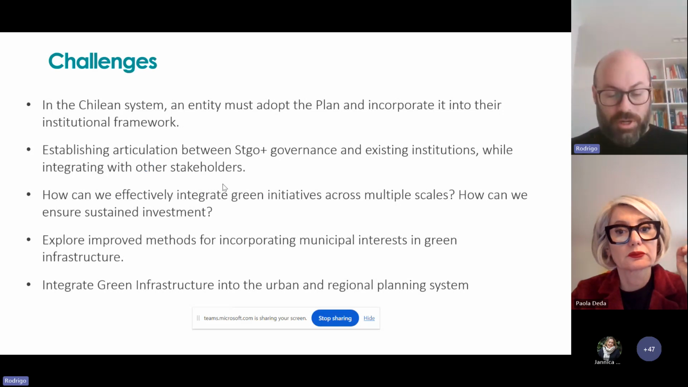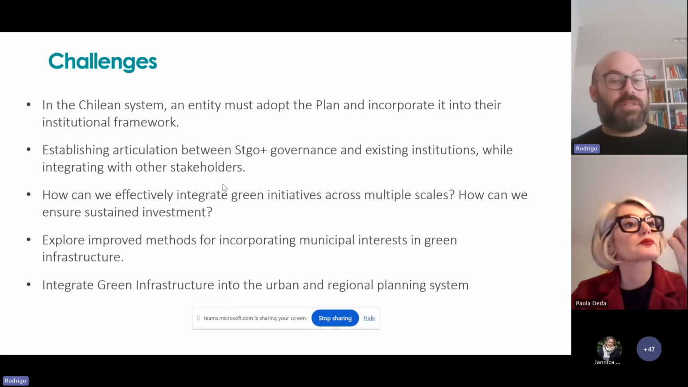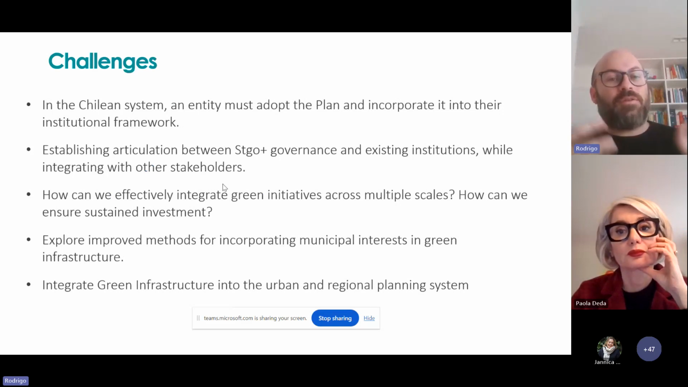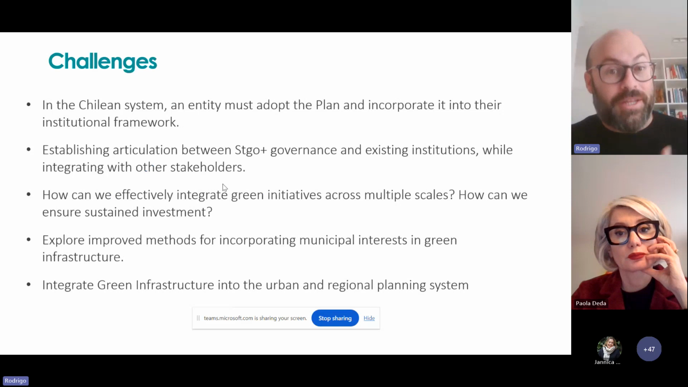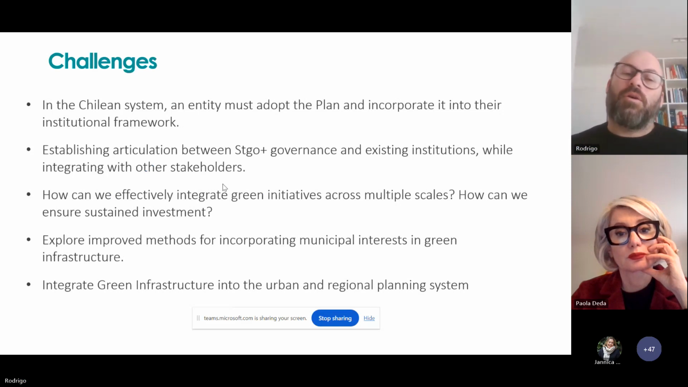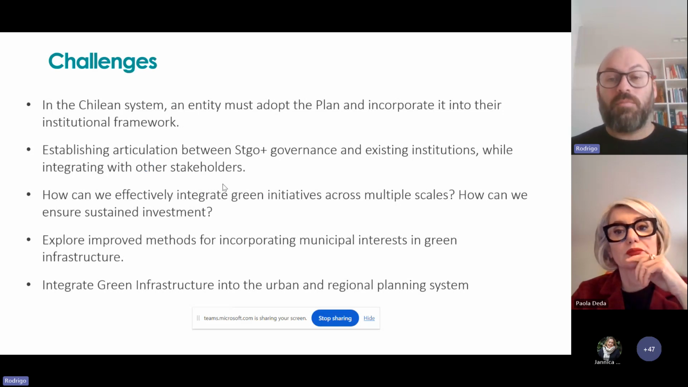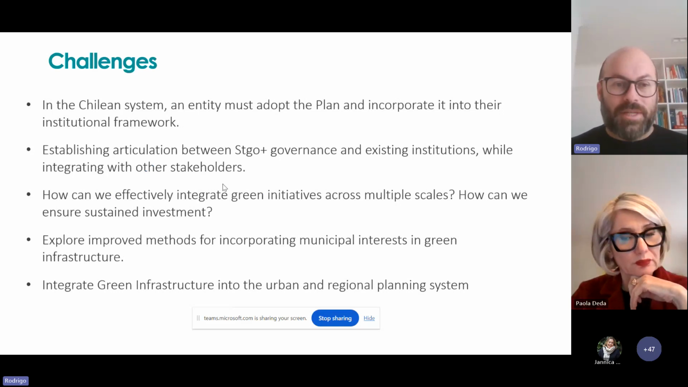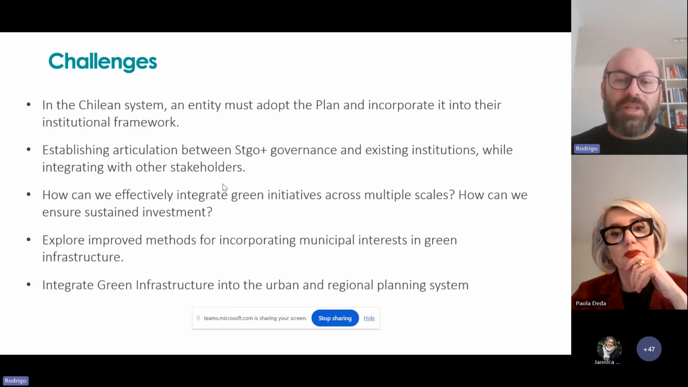We had a huge participation of different stakeholders, but once the plan becomes institutionalized, how are these stakeholders going to continue participating? This is an important challenge. So also, how can we effectively integrate green initiatives across multiple scales? How can we ensure sustained investment is an important task. How we incorporate municipal interest in green infrastructure is also important. There are many municipalities that are trying to include green infrastructure in their master plans.